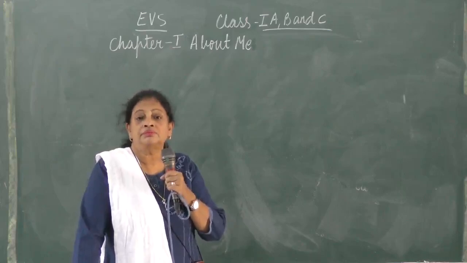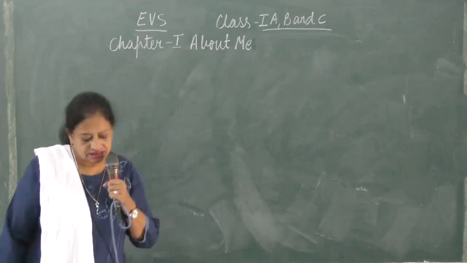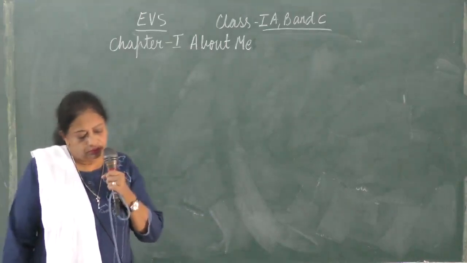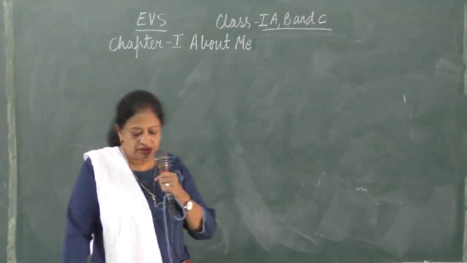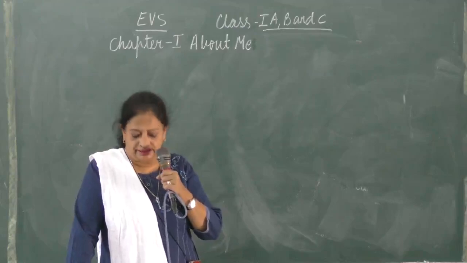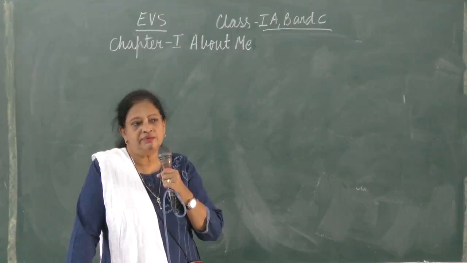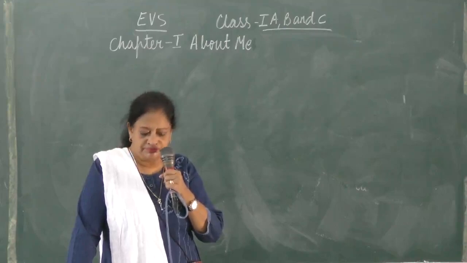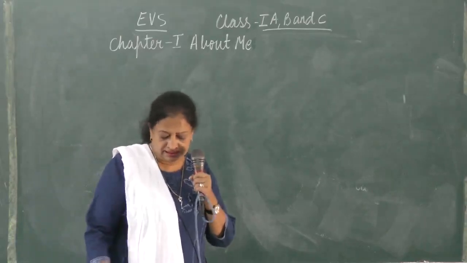All about yourself. Okay. Today we are going to see what you are, whether you are a boy or girl, what is the color of your eyes, what is the color of your hair, what is your name, what is your mother's name, what is your father's name. We are going to do everything on page 11 about myself.